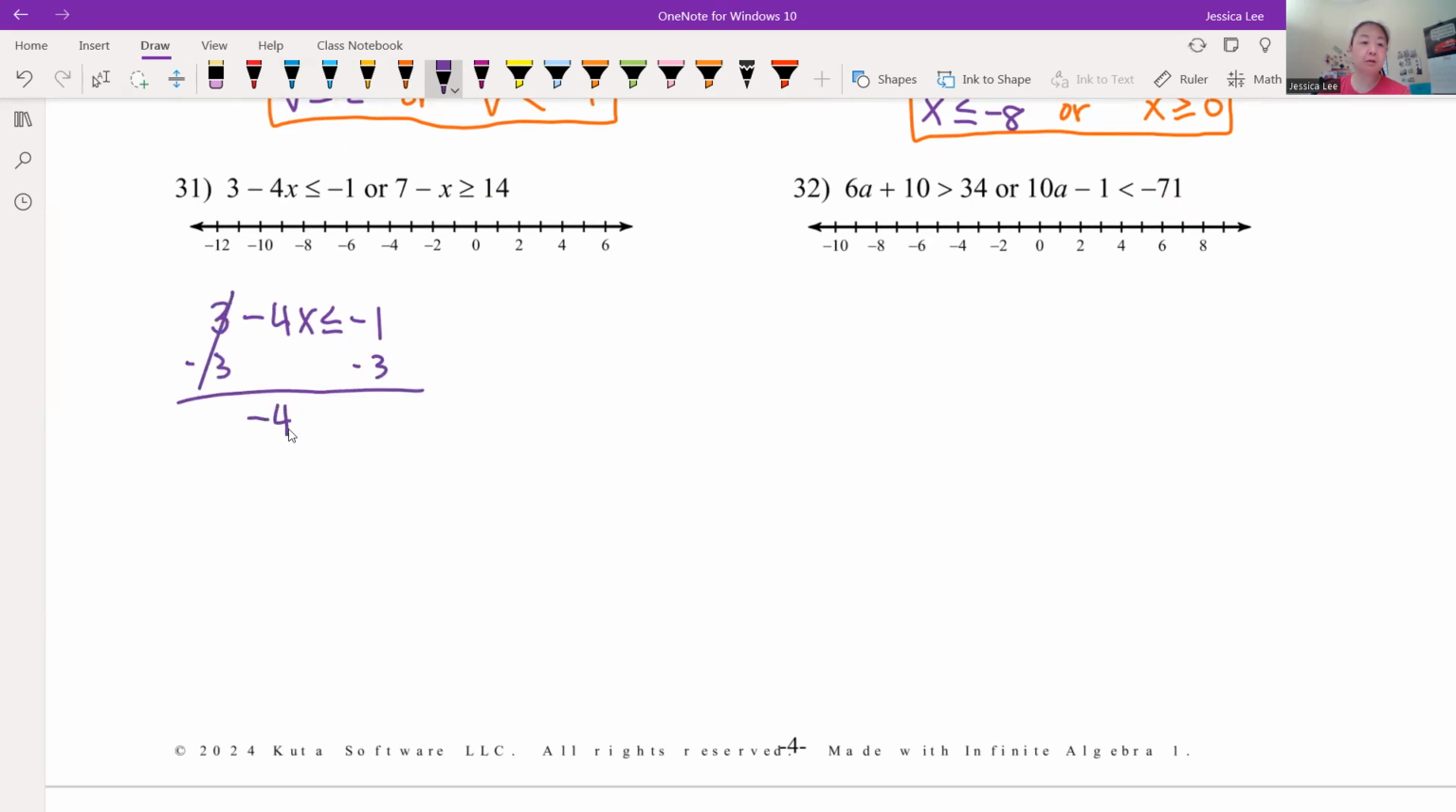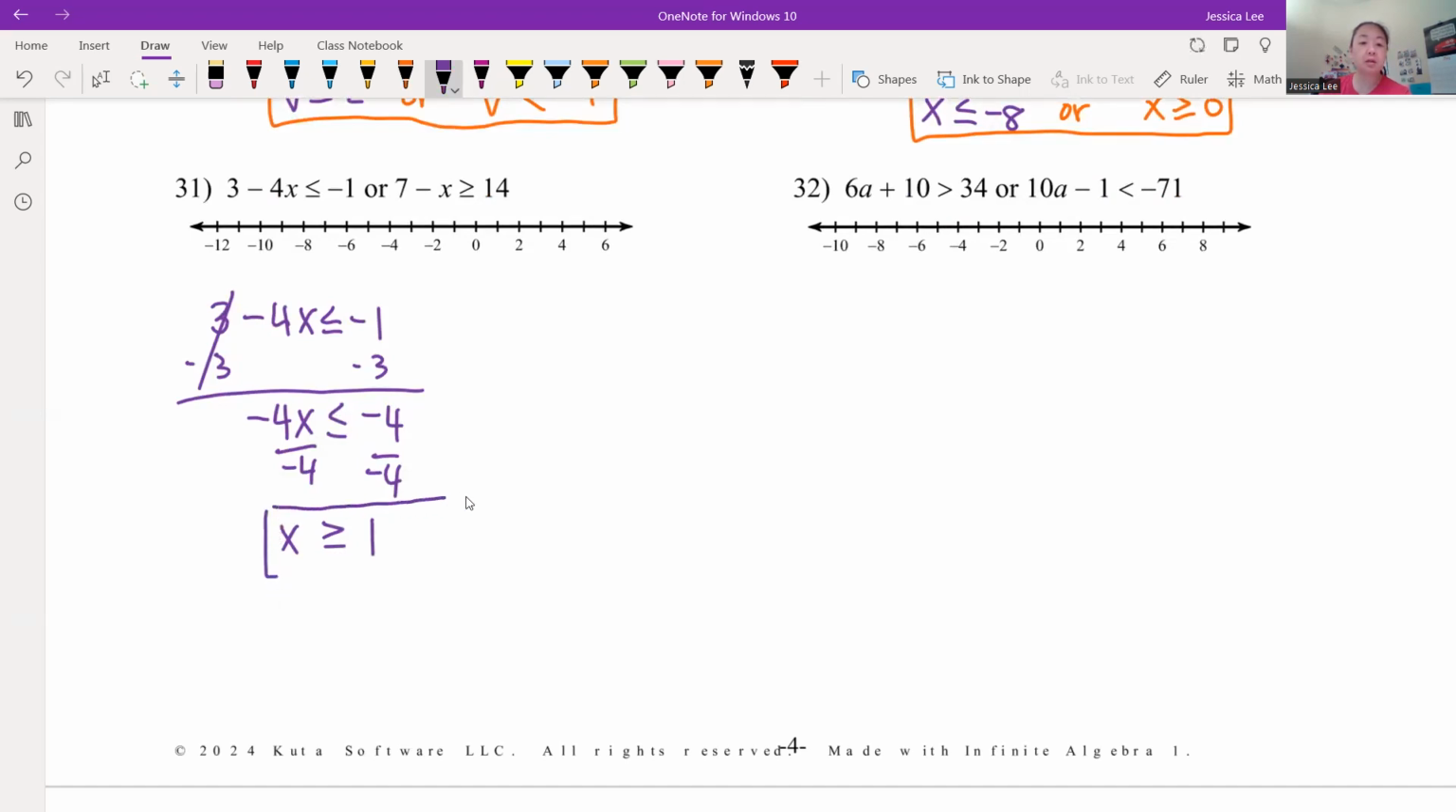Go to those previous problems, problems 5 through whatever it was. -1 minus 3 is -4. Divide by -4. So we're going to have x is greater than or equal to +1. Don't forget to flip the inequality because we divided by a negative.